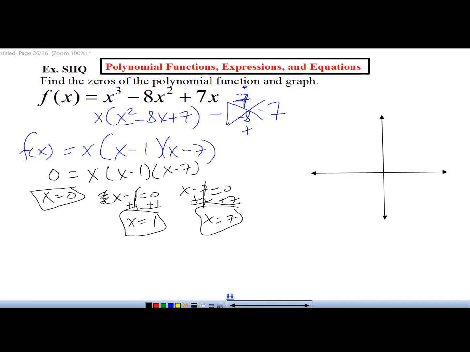Here we go. Let's check where we start. It's an odd number exponent, so we start in quadrant 3. Where do we end? In quadrant 1. My x-intercepts are 0, 1, and 7. All right, from left to right, starting from quadrant 3, up, down, and up. There it is. And there's my function. Woo! I love these.